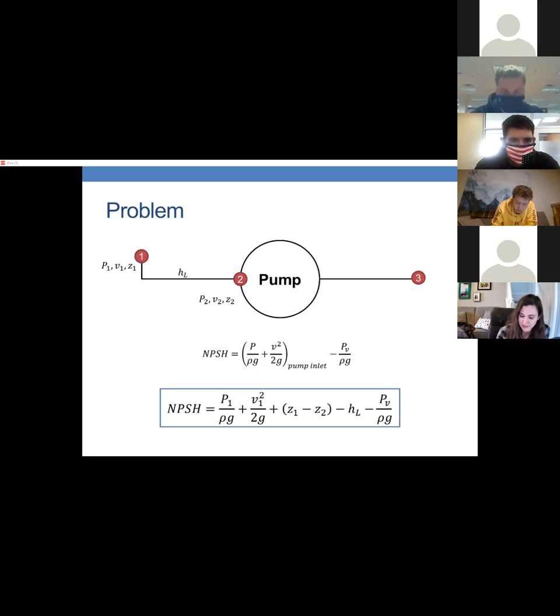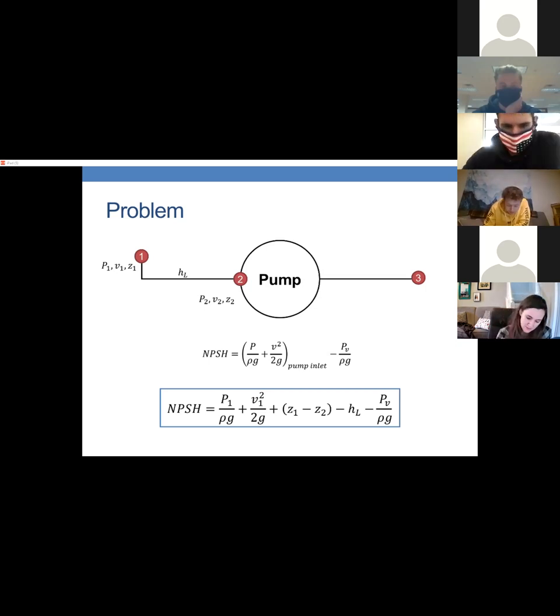Now, a few things. This should make sense to us, right? In addition to making that math work out, if we look at this, remember, we said that the more energy you have going into the pump, the less likely cavitation is. Okay. So cavitation is less likely when net positive suction head is higher. The lower net positive suction head is, the less NPSH you have, the more likely cavitation is.